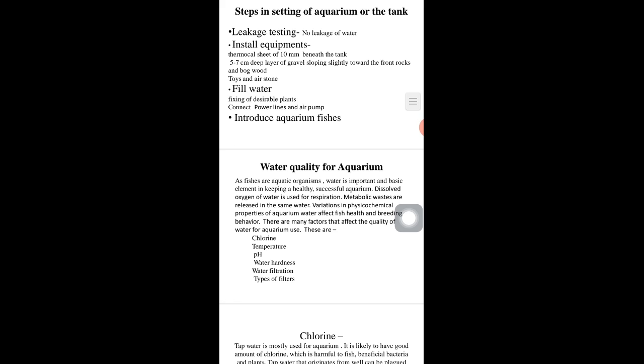Steps in setting of aquarium or the tank. First, leakage testing. There should not be any leakage of the water. Aquarium should be kept on flat surface. Next, install equipments. A thermocol sheet of 10 mm may be put beneath the tank, which acts as a cushion.